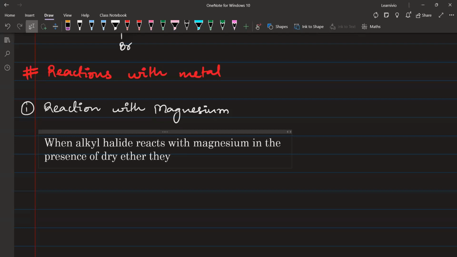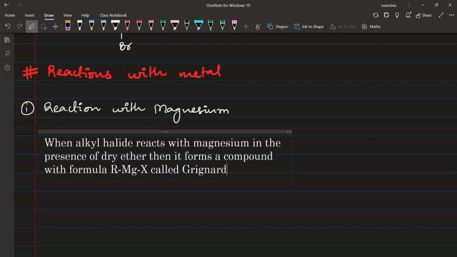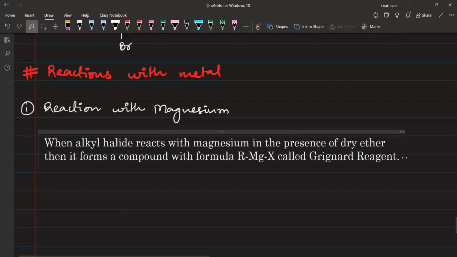ड्राई का क्या मतलब है यहाँ पे. Without the presence of water. Yes, correct. Without the presence of water, है ना, pure ether. Then it forms a compound with formula R Mg X called Grignard reagent. ठीक है.